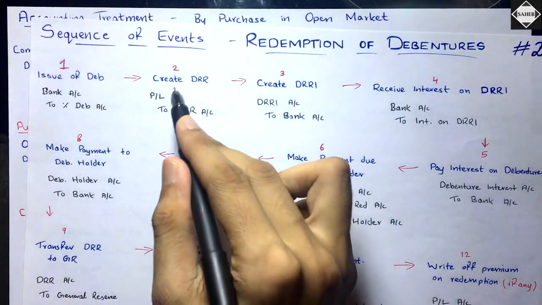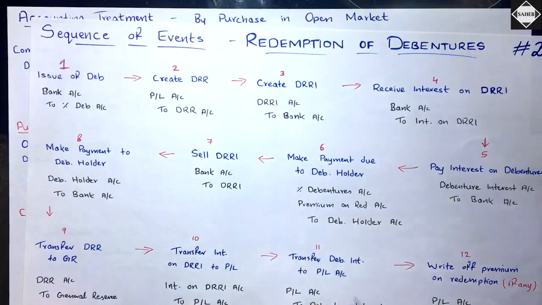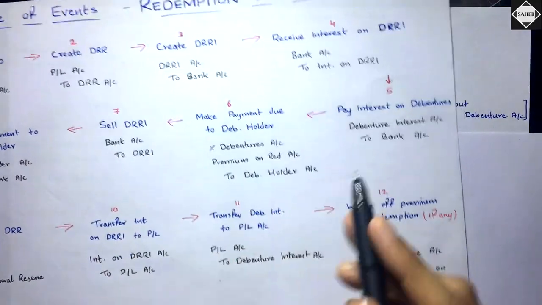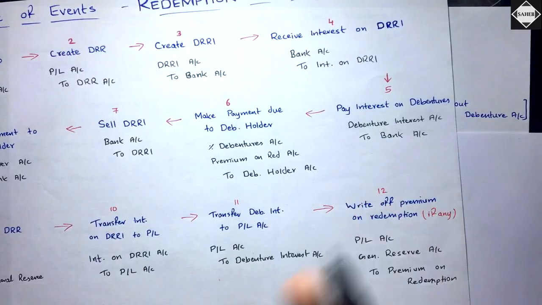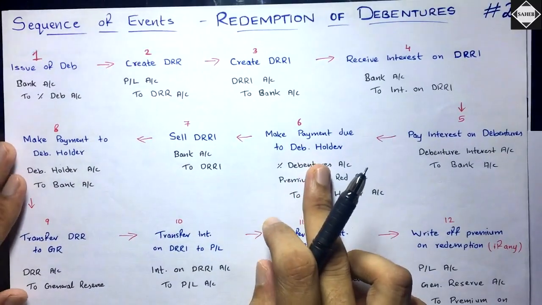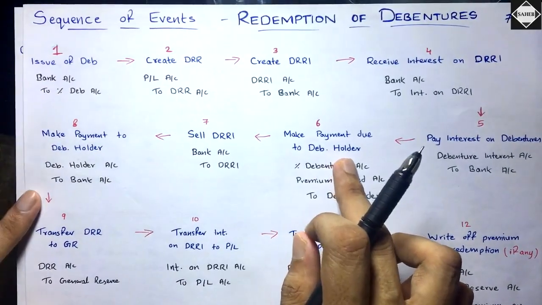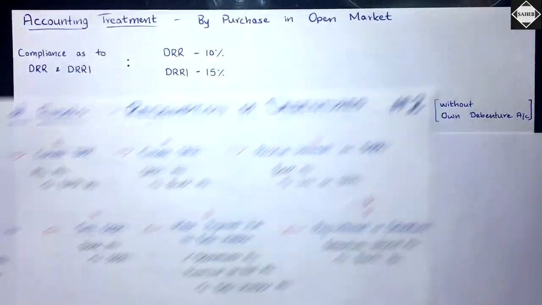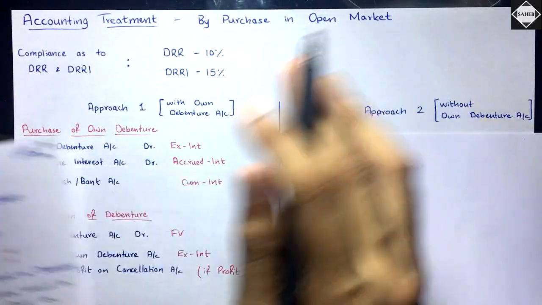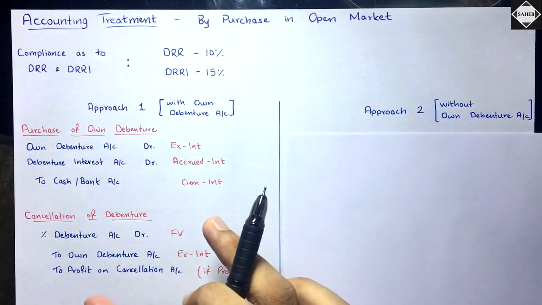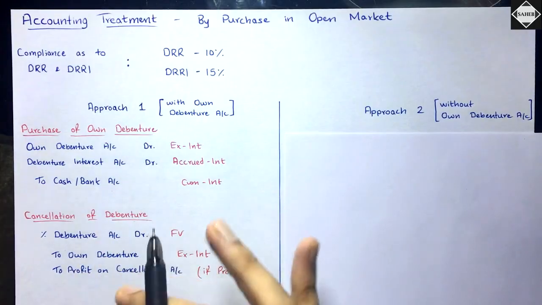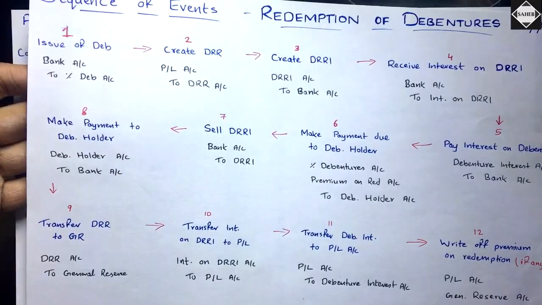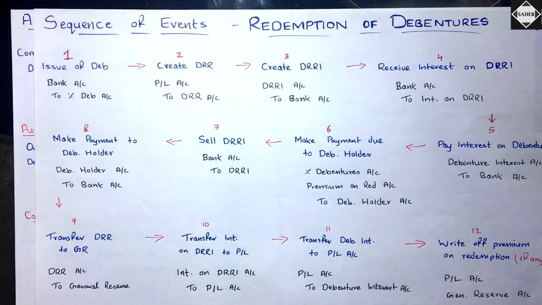Okay, creation of DRR, creation of DRI, and then you will receive the interest on your investment, and then on the due dates you will pay the interest to your debenture holders. This will happen. But then these two entries will not happen. Which ones? The due entry and the payment to debenture holder entry. Because here, what are we doing? The company is going for purchase in open market. They are purchasing their own debentures and cancelling them off. Yeah. So these two entries will be passed, not the due and the payment entry. Is that clear? Yes. But then here, of course, redemption is happening.